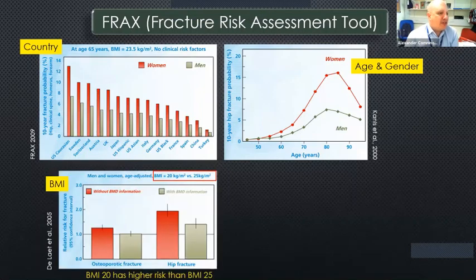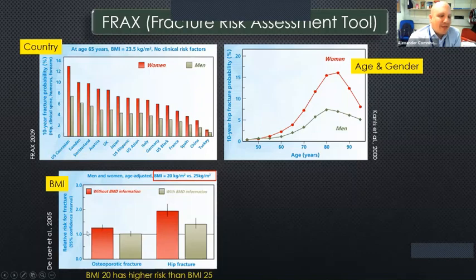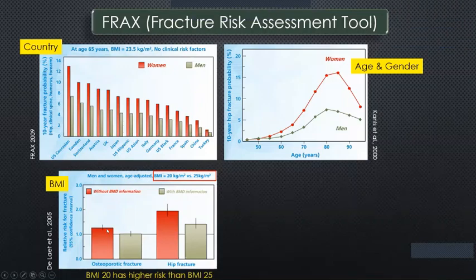Then BMI. This is interesting. This is relative risk for fracture when you compare a BMI of 20 to a BMI of 25. Just look at the reds. That's without any bone mineral density information, so that's without your FRAX. You can see that there is an increase. It's above 1 risk of osteoporotic fractures for those with a BMI of 20 compared to 25.